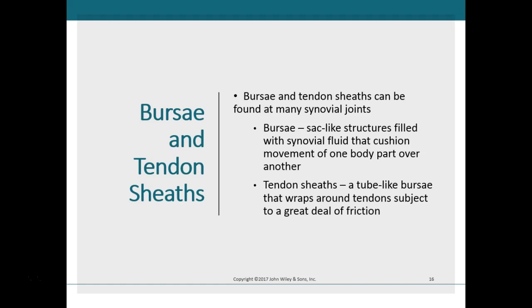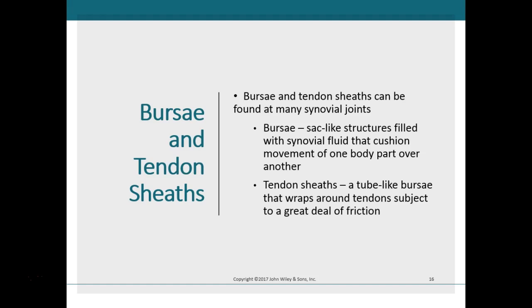Bursa are just little fluid-filled bags, sort of sac-like structures that are found where one body part meets and moves over another. So it provides a bit of cushioning. If you have bursitis, itis means inflammation, so these bursa can become inflamed in joints where you have a lot of excessive movement, or if you're doing a repetitive motion of moving that joint, the bursa may become inflamed.